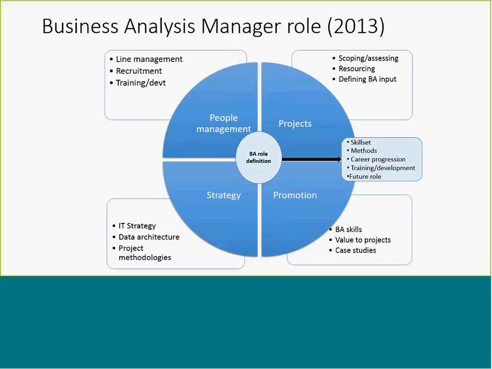In a nutshell, I looked back and found this was how I described my role when I started in 2013. You could use four areas: people management, projects. I was involved in scoping and assessing projects initially to define BA input. Promoted, that was a very important part of the role. I also did some strategy work on our IT strategy and data architecture methodology. So it's a very interesting role, very varied.